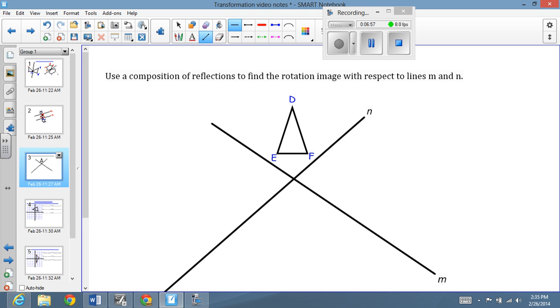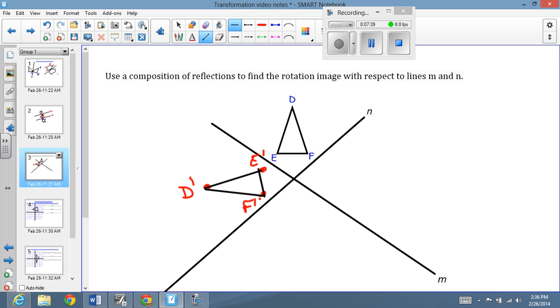Now this one says to use a composition of reflections to find the rotation image with respect to lines M and N. So basically what we're doing here is we're going to rotate it all the way around. We're going to start by rotating this way. So if I kind of flip this over the axis, and I reflect each of those lines, this is my E prime, this is my D prime, and F prime. Combine those.